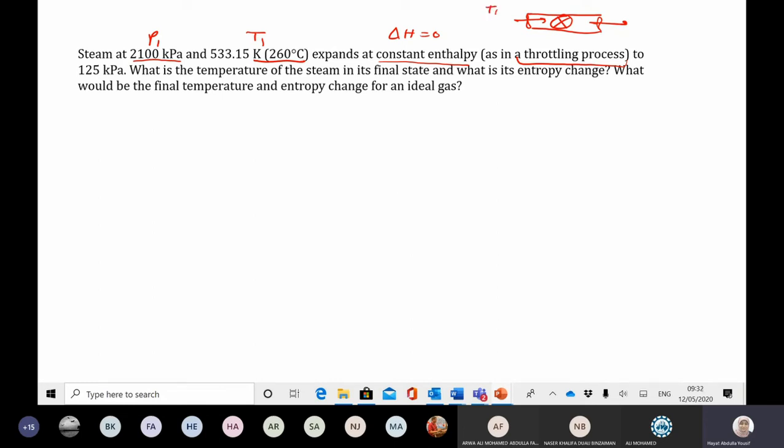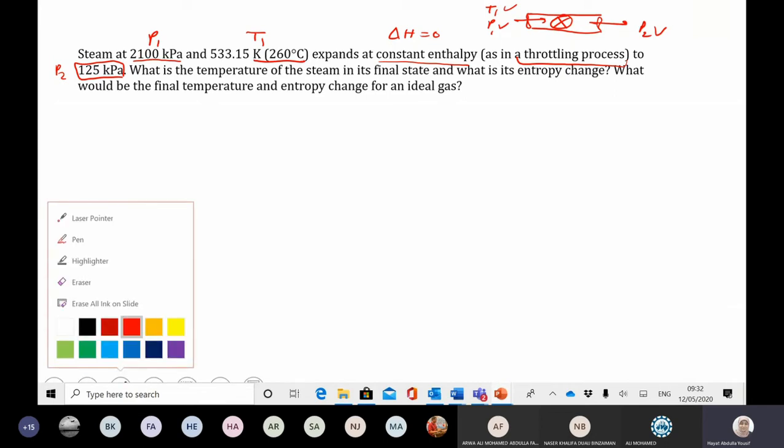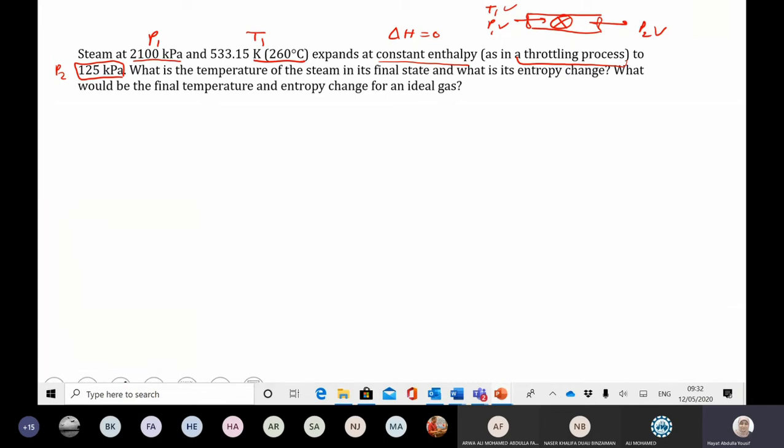But according to the given information, T1 was given, P1 was given, and P2 is also given as 125 kilopascal. I hope you can clearly see that P2 is much smaller than P1, because this is mainly the duty of the throttling process. The pressure is reduced significantly. So what they ask for here is the temperature. What is the temperature of the steam in the final state? This is the first requirement. The second requirement is the entropy change, delta S. Then they were asking to repeat the same thing, in other words, finding the final temperature again and the entropy change again if it is an ideal gas.